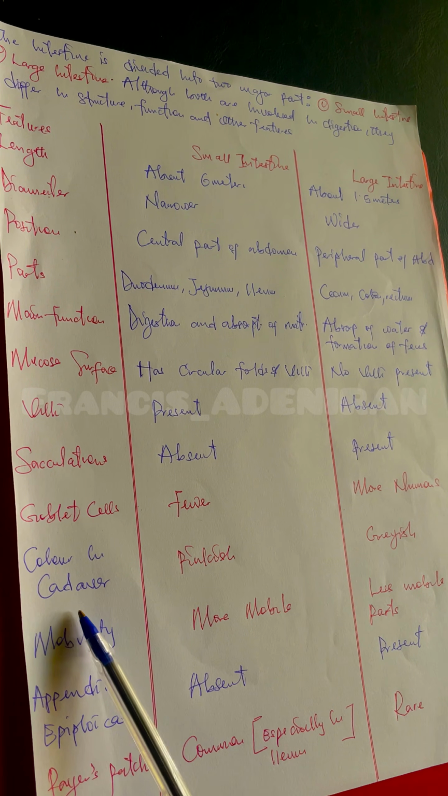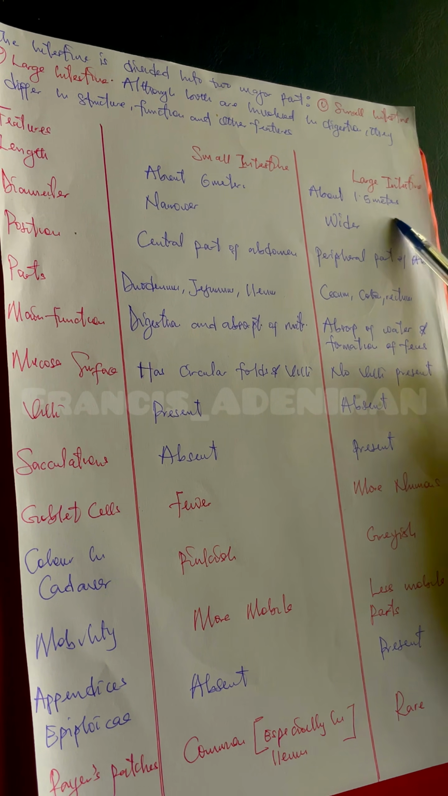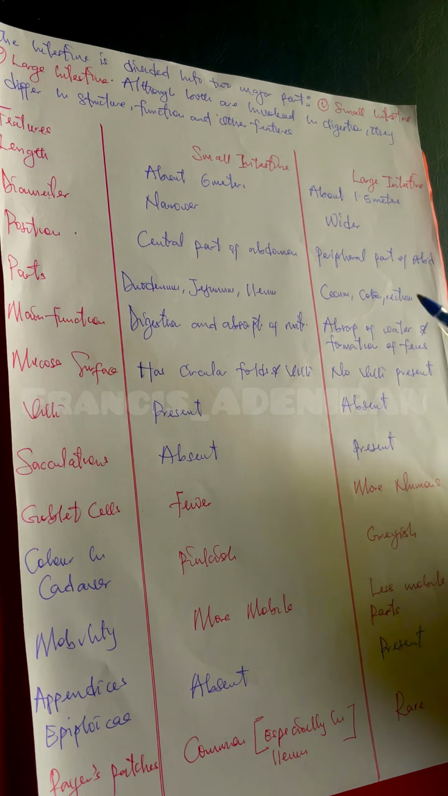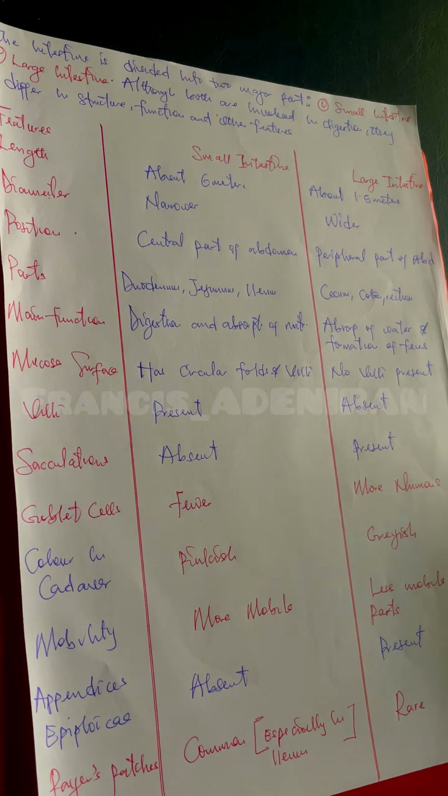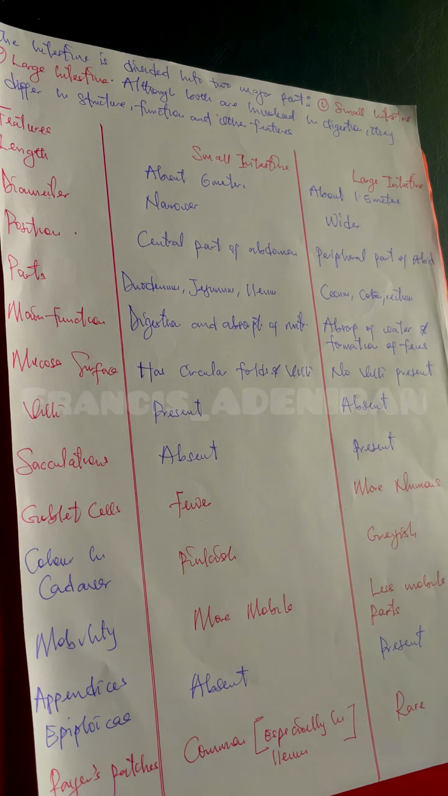The color for the small intestine is pinkish, while the one for the large intestine is somewhat grayish. So let's go to mobility. The small intestine is more mobile in comparison to the large intestine, which is less mobile in some parts. Anyway, let's go to appendices epiploicae. For the large intestine, it is present, but for the small intestine, it is absent. And lastly, we'll be talking about Peyer's patches. For the small intestine, they are common, especially in the ileum, but for the large intestine, they are rare to find.